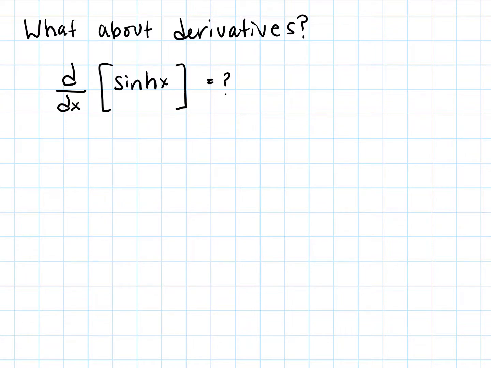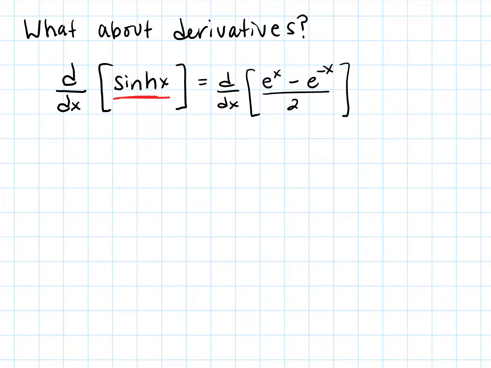So if we want to know what the derivative of the hyperbolic sine is, we should start by looking at its exponential expansion. So what is the derivative then of (e^x − e^(−x))/2? That's a constant 1/2, so we could just take the 1/2 out and then say, what's the derivative of e^x − e^(−x)?